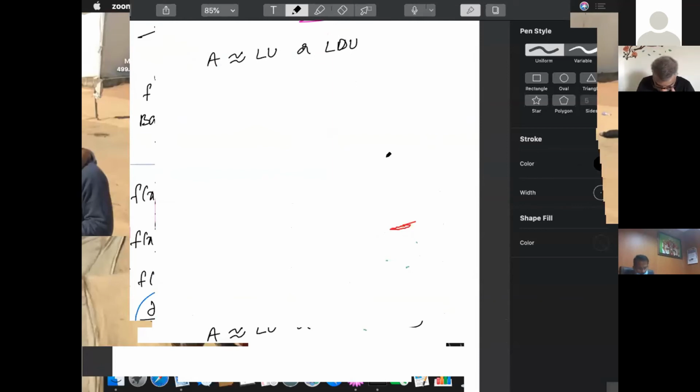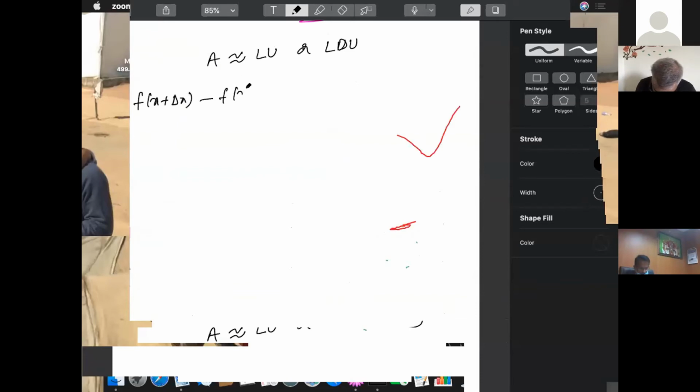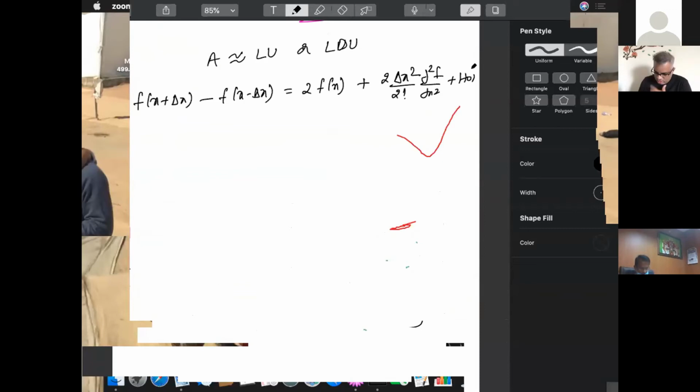So when you add up those two equations, you have f of x plus delta x minus f of x minus delta x is equal to 2 f of x plus 2 delta x square by 2 factorial into dou square f by dou x square plus all higher order terms. All higher order terms are there here. So now what is dou square f by dou x square?